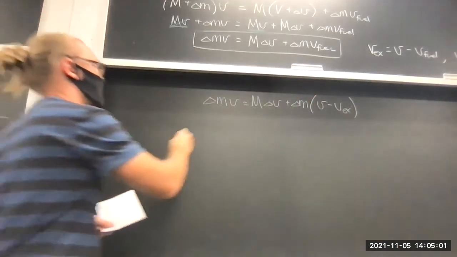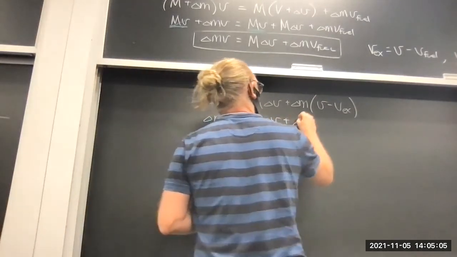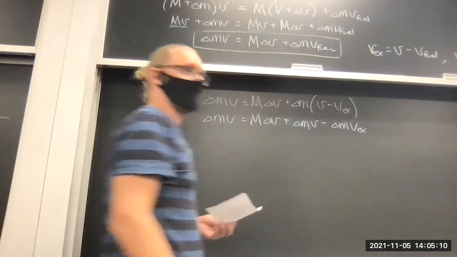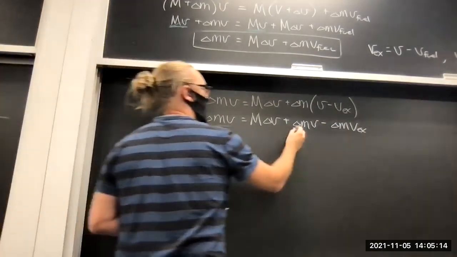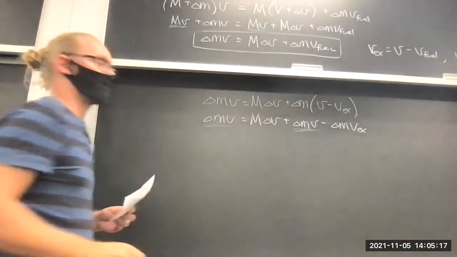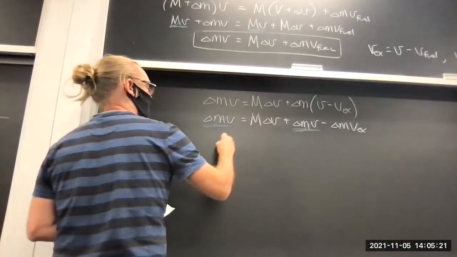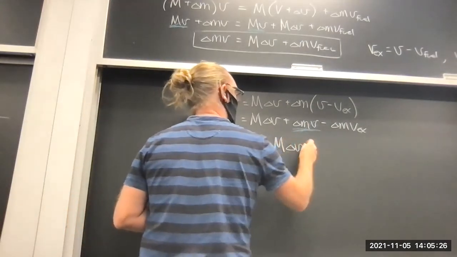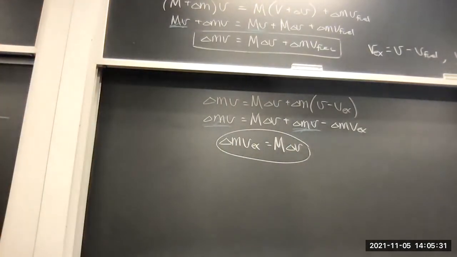I'm going to distribute that one more time. So we get delta m v is equal to m delta v plus delta m v minus delta m v ex. And what's happened? What can we do now? Good. That's the same. So now those can go away. If I then bring this to the other side, we get this relationship here, which is fairly simple if we think about it.